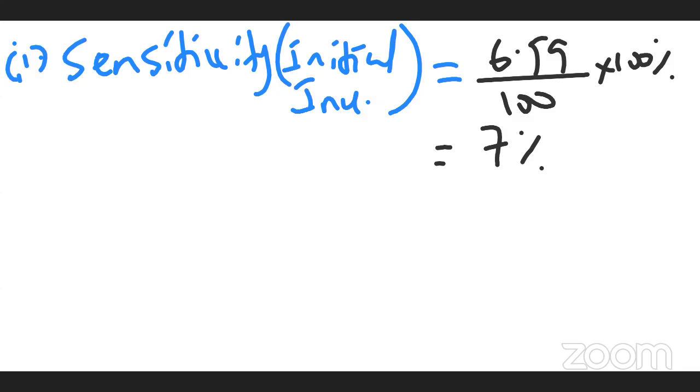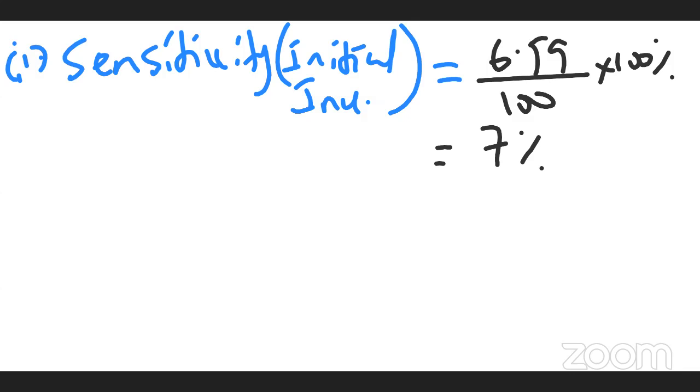Now, what does that mean? This is where the interpretation is. This means that if the initial investment increases by 7%, the project will have a nil NPV. That is the interpretation of what we have computed. So if the initial investment increased by 7%, the project will have a zero NPV. In other words, we will be breaking even as a company in that case. That is what we mean by sensitivity to the initial investment.